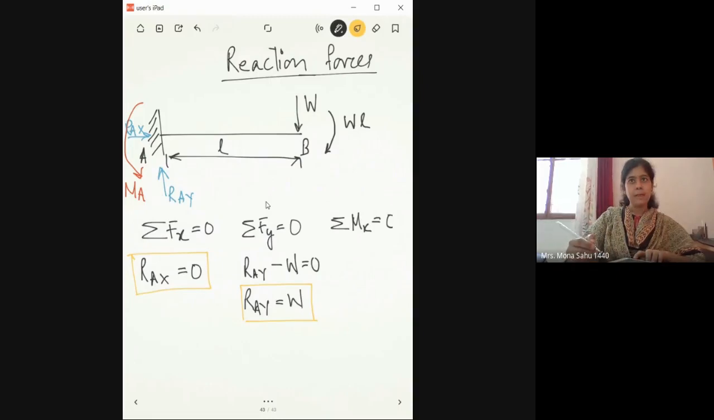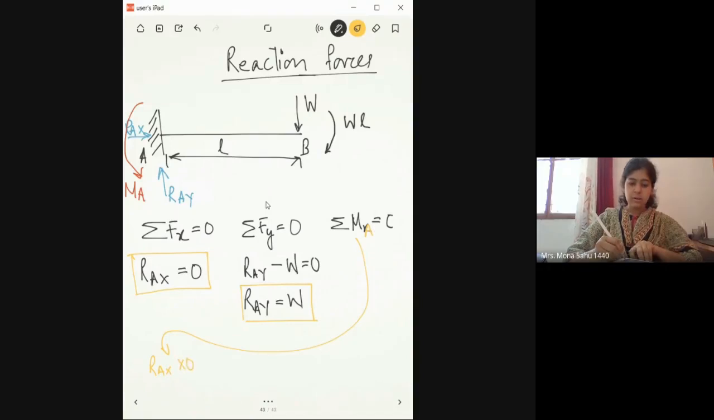What is left? You need to find the value of MA. So what is this? Moment with respect to any point. What is sigma Mx equal to 0 means? In that, there's only one dimension, right? There's only one dimension here. So moment with respect to any point is equal to 0. So I'm going to take moment with respect to A. Okay, so let's calculate the moment with respect to A. How many forces are there? You have Rax. It passes through the point, so 0.